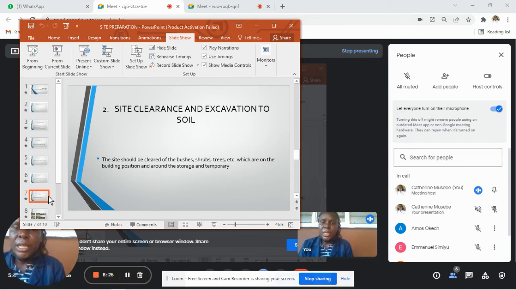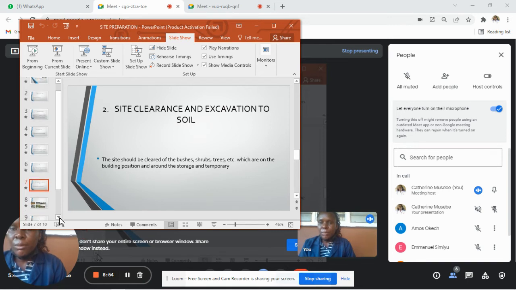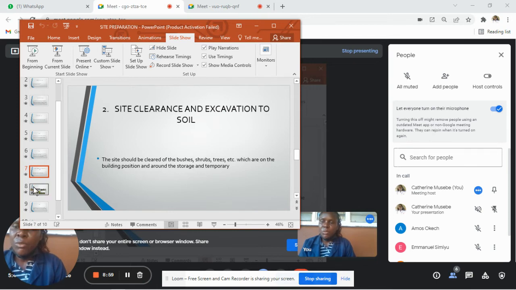The site should be cleared of bushes, shrubs, trees, etc., which are on the building position and around the storage and temporary building. When clearing the site, you cannot start erecting your building without clearing it. Maybe we have bushes, we have waterlogged areas, we have a road on that side. So you need to clear all those materials from the site so that you can start your work.